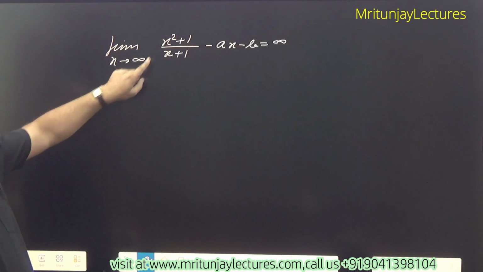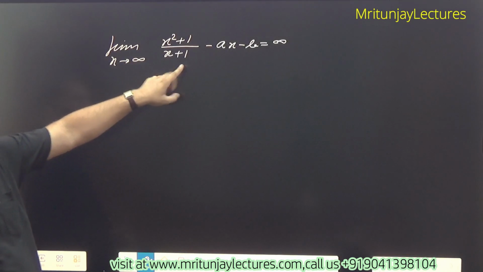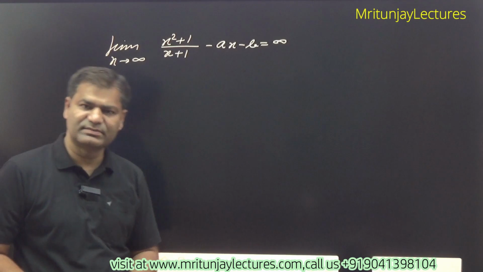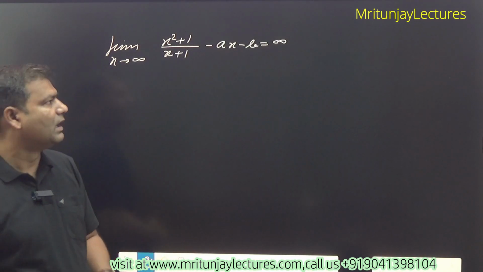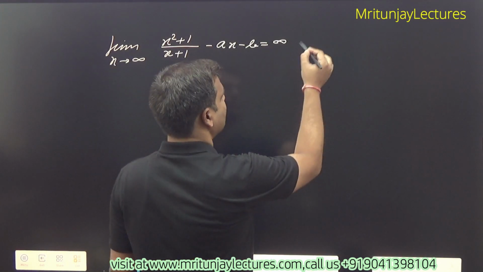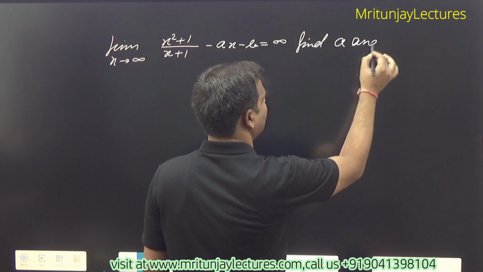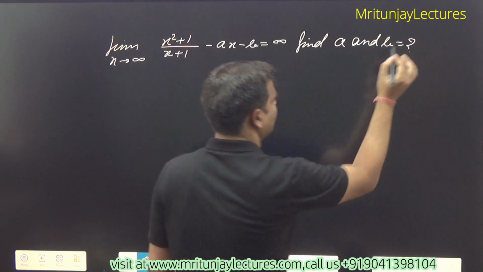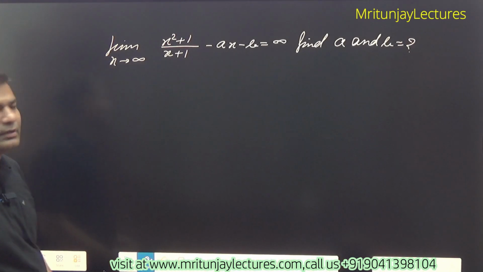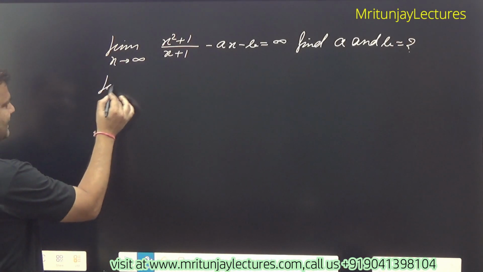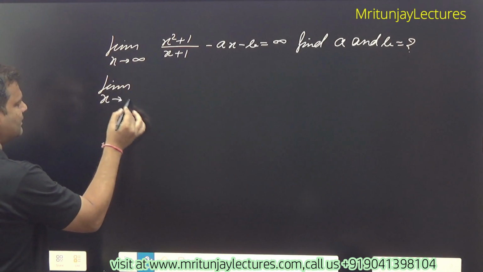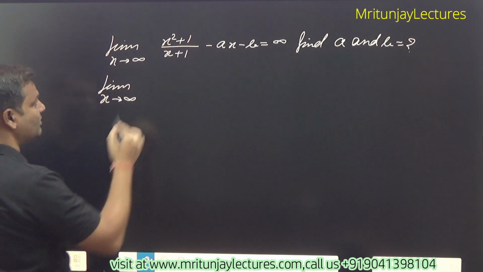Now, limit as x tends to infinity of (x square plus 1)/(x plus 1) minus ax minus b is equal to infinity. Our motto is to determine, find out a and b. So how can we determine? First of all, take the LCM.